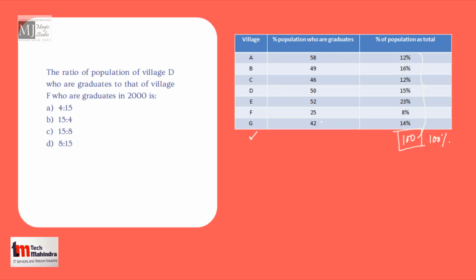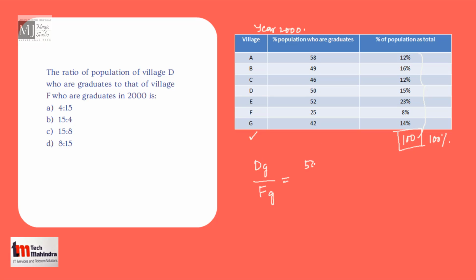The ratio of the population of village D who are graduates to the graduates of village F in 2000. Maybe this data would be of year 2000; the table heading must be missing from here. So we have village D and village F graduates. How many percent of people are graduates in D?